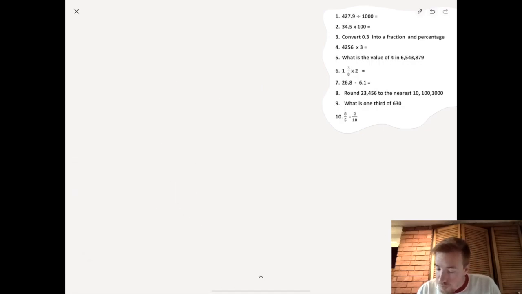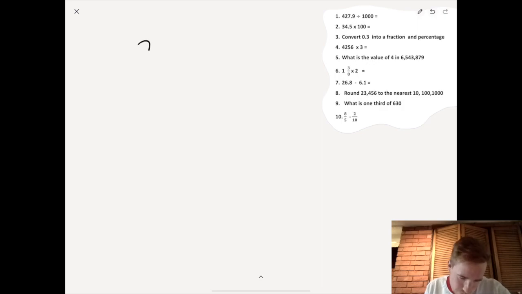Convert 0.3 into a fraction and a percentage. Okay, you've done this already. You've hopefully, as long as you did them, you were doing them with White Rose Hub Maths last week, I think. I'm all out of sync because I have to make these videos beforehand. You've done them at some point. So 0.3 into a fraction.